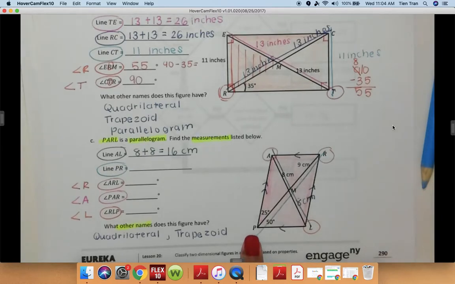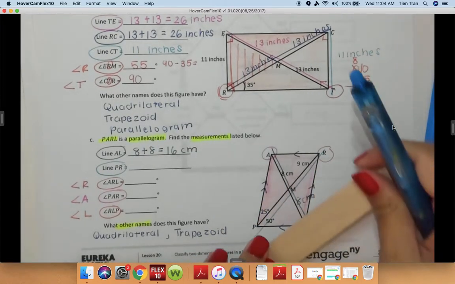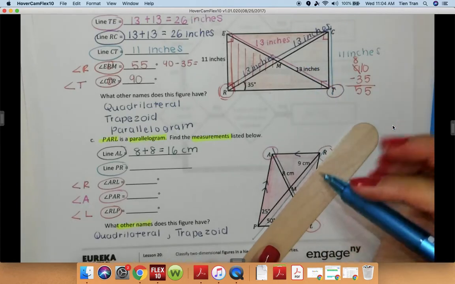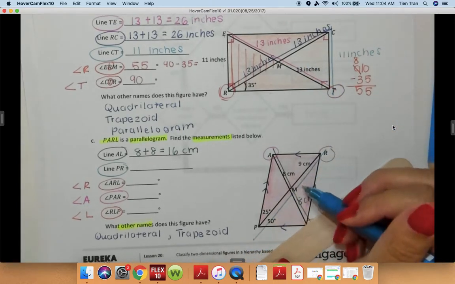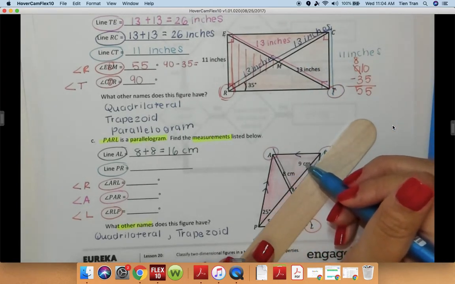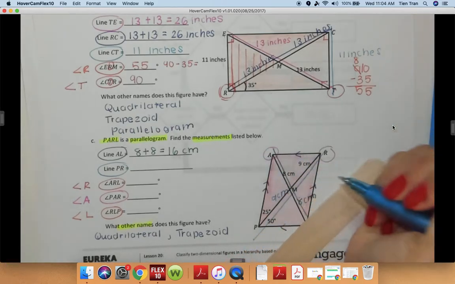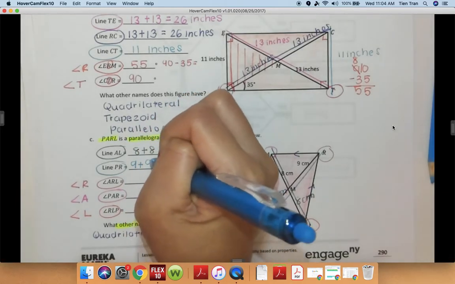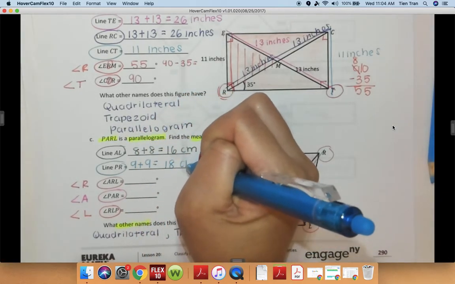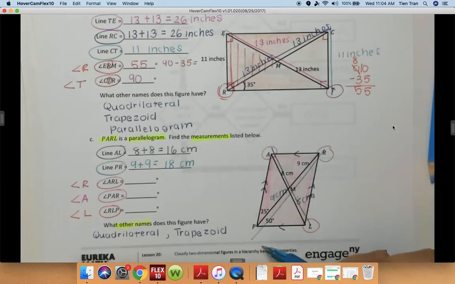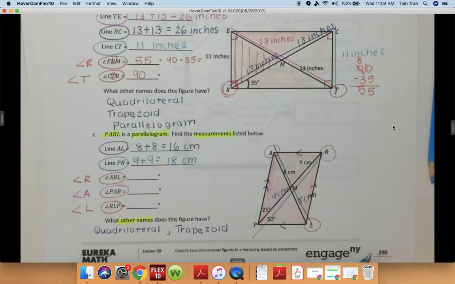I'm identifying where P is and where R is. This is the line they're talking about, PR. Earlier I told you that this one says right here 9 centimeters, so this line must also be 9 centimeters. So I'm adding 9 centimeters plus 9 centimeters, which gives me 18 centimeters. Line PR is equal to 18 centimeters.